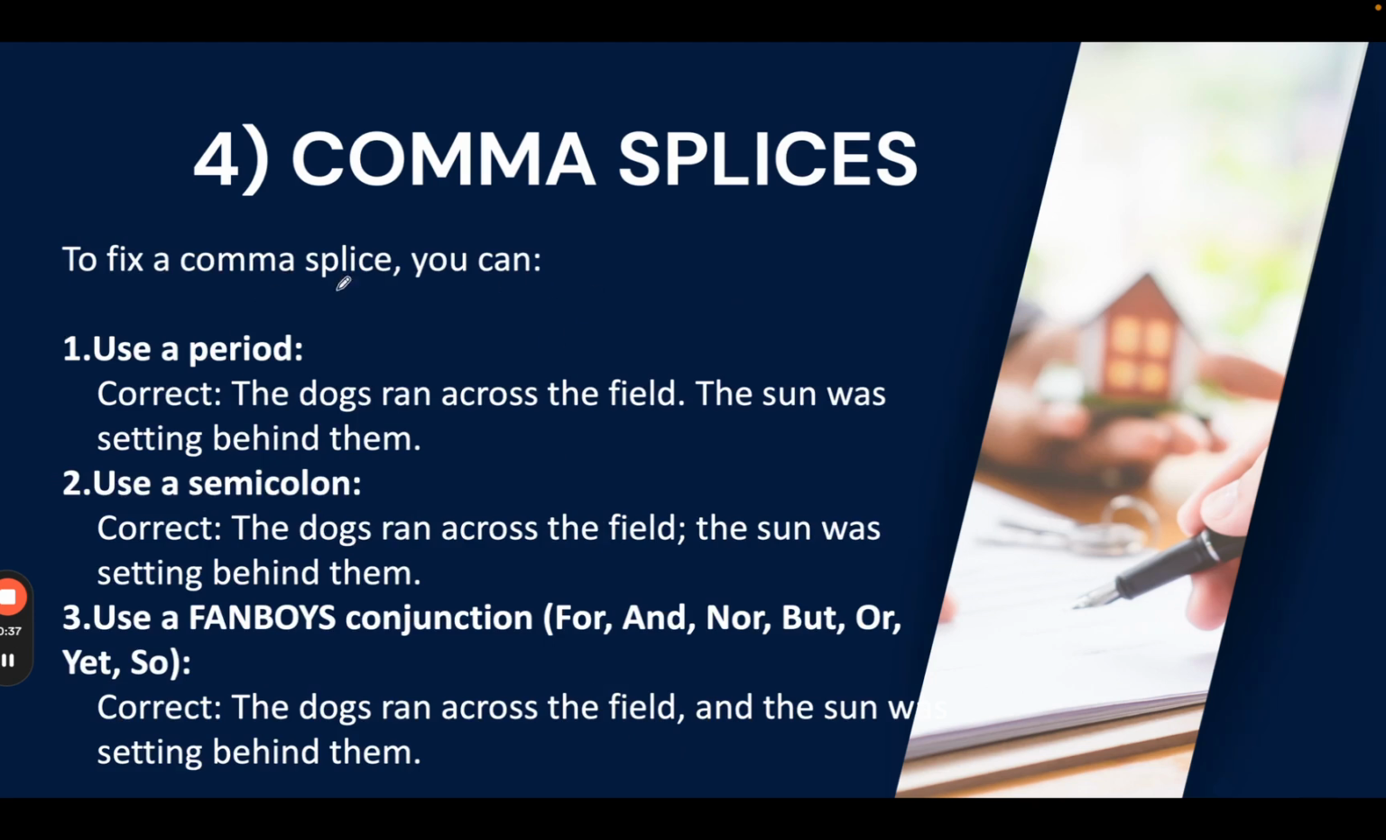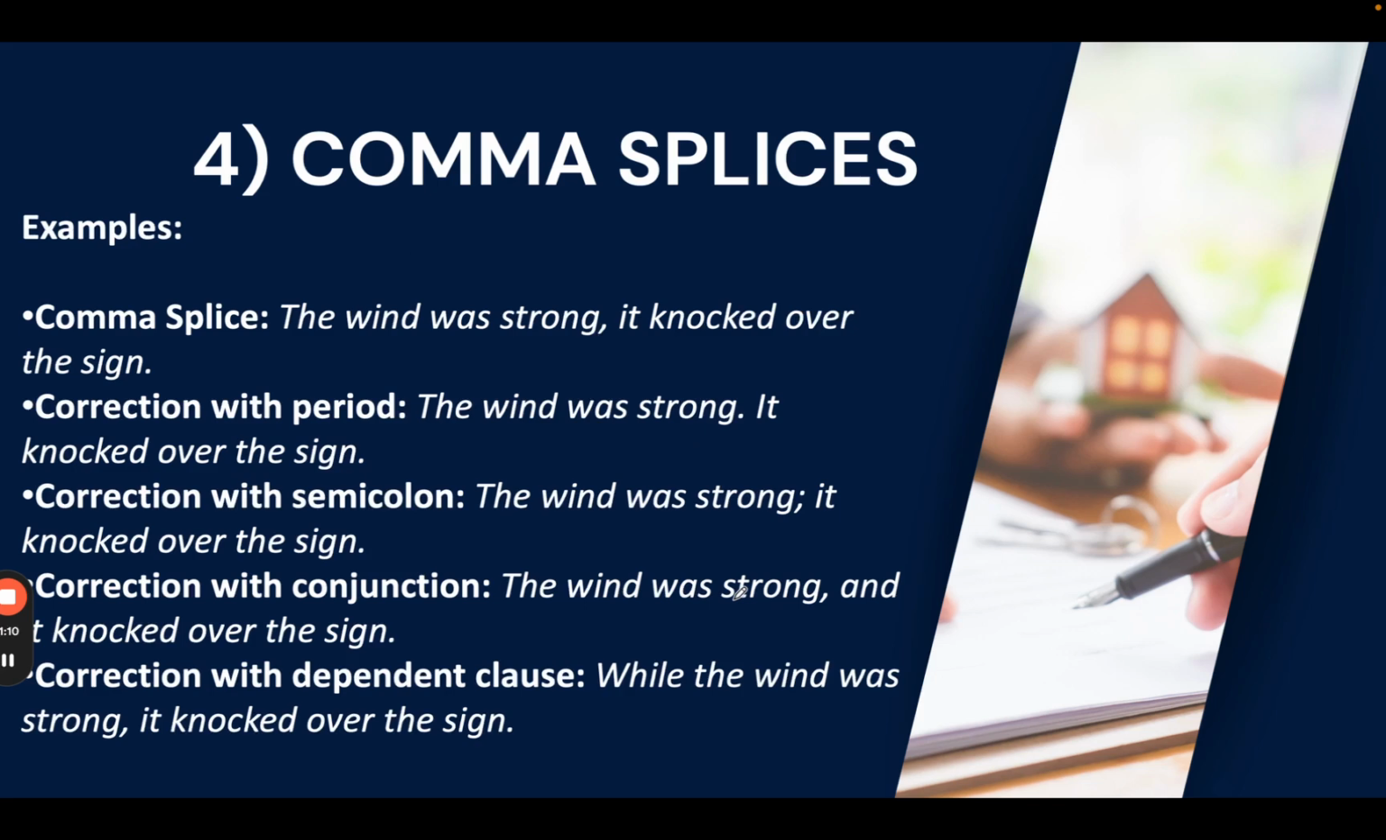Okay, now how do I fix a comma splice? Like I just mentioned, use a period. The dogs ran across the field, period. The sun was setting behind them, sentence 1 and sentence 2. You can also put a semicolon. You can also use a comma conjunction. This is how you can correct a comma splice on the test as well, right? All you need to remember is, how do I join two complete sentences? Two complete sentences can be joined with the help of a period, semicolon, or a comma FANBOYS conjunction, right? And you can never put just a comma between two complete sentences. That can't be done, right?